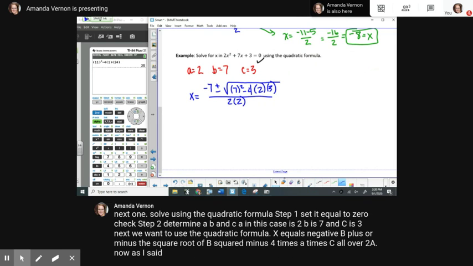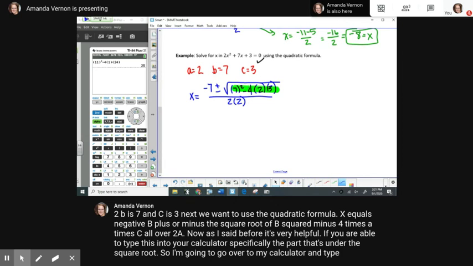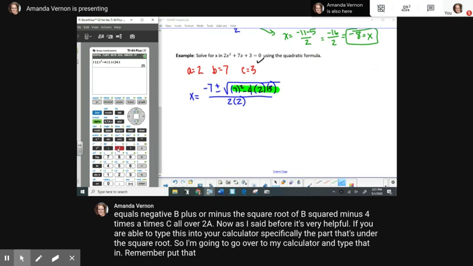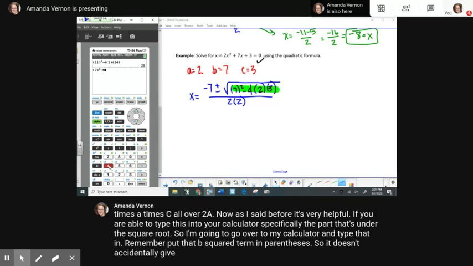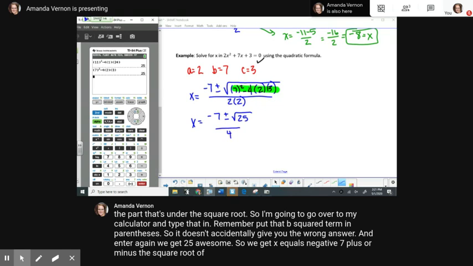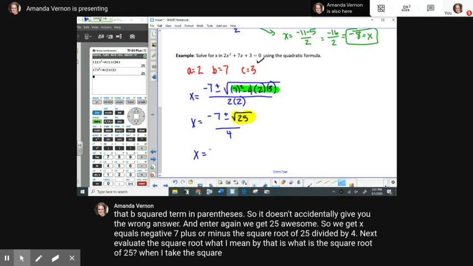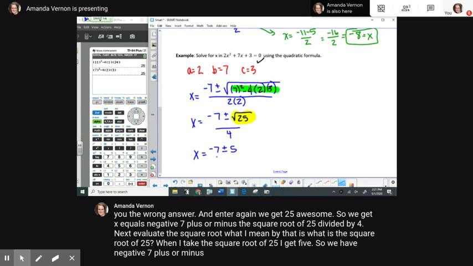Now, as I've said before, it's very helpful if you are able to type this into your calculator, specifically the part that's under the square root. So I'm going to go over to my calculator and type that in. Remember, put that b squared term in parentheses so it doesn't accidentally give you the wrong answer. And enter. Again, we get 25. Awesome. So we get x equals negative 7 plus or minus the square root of 25 divided by 4. Next, evaluate the square root. What I mean by that is, what is the square root of 25? When I take the square root of 25, I get 5. So we have negative 7 plus or minus 5 divided by 4.